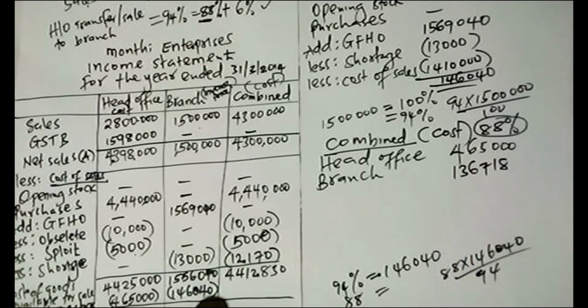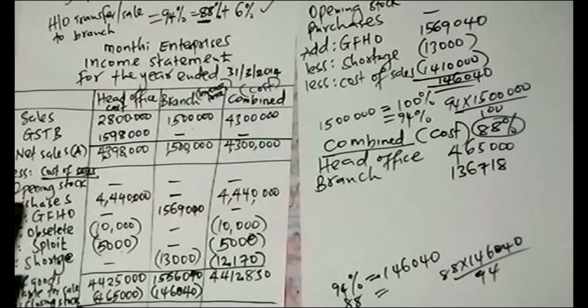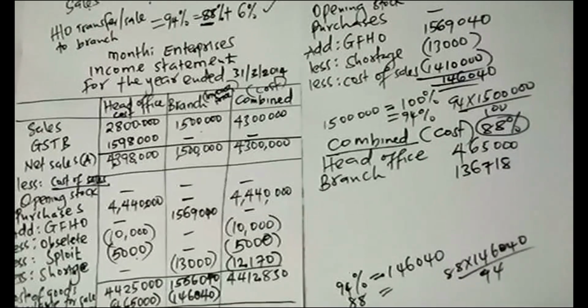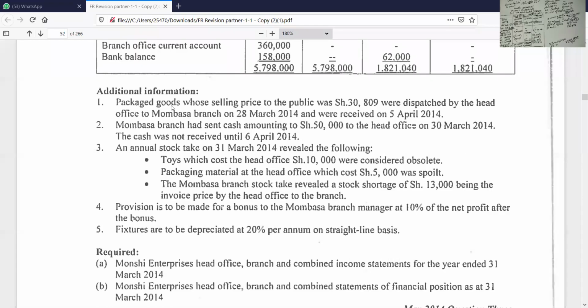So then finally there's one thing which you need to add under the combined, which was never adjusted under the branch. Under note 1, if you can remember, there were some goods of 3,809, which were being dispatched by the head office to the branch. But these goods were being sold to the public, of which they were never received by the relevant branch by the end of the year. They were received, yes, but on a later date.